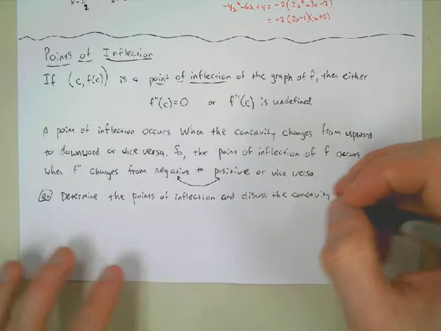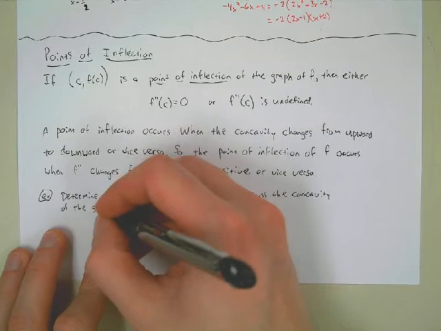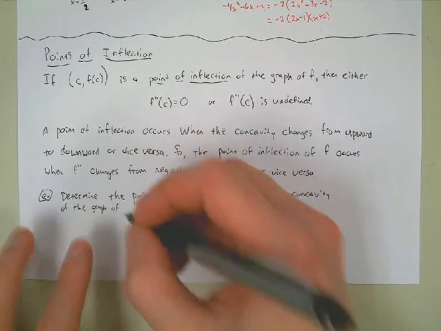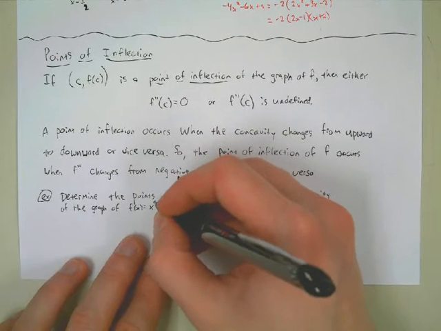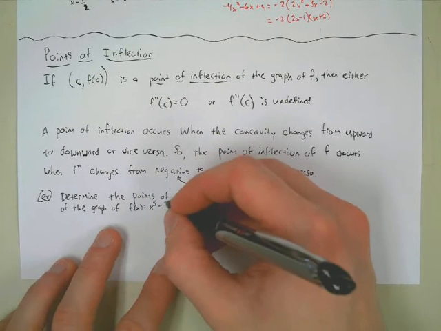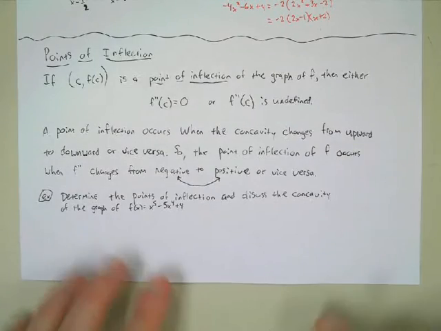Of the graph of f of x equals x to the 5th minus 5x to the 4th plus 4. Okay?